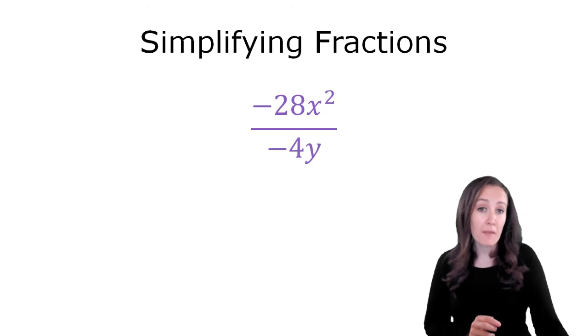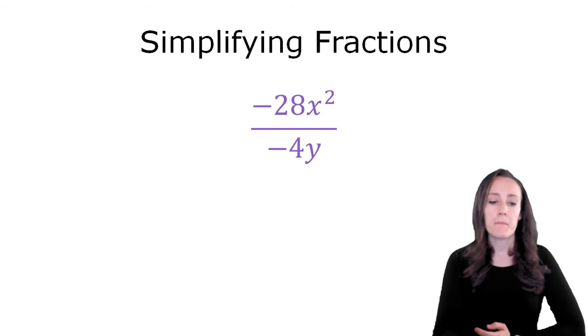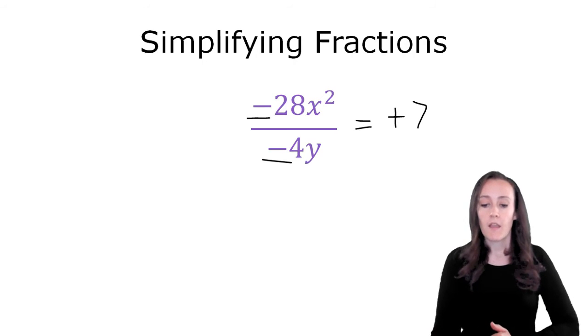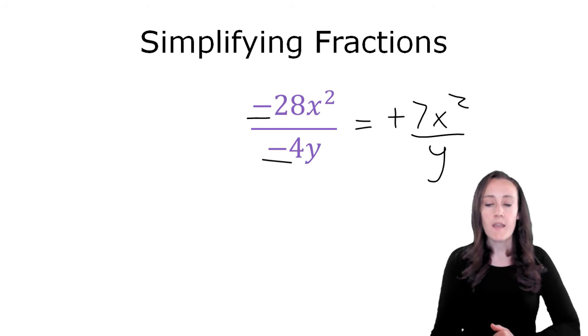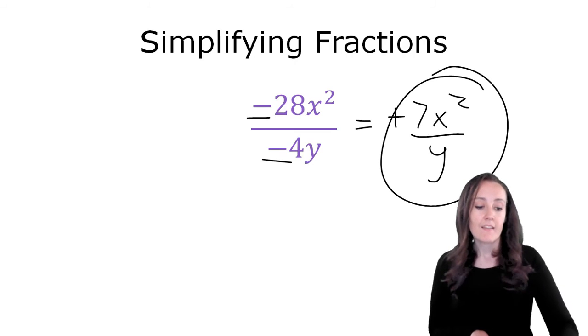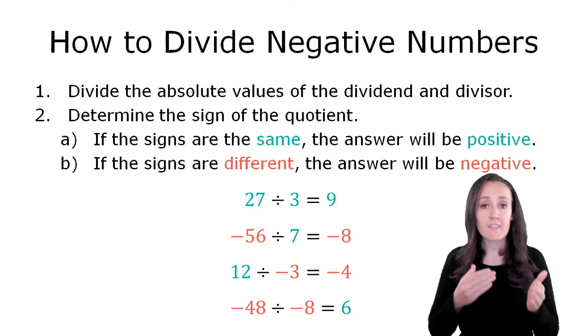And you can even use this method when you're simplifying fractions that have variables, like in algebra. So like in this situation, you would say, okay, if I have negative 28 divided by negative 4, that's going to equal a positive 7, because 28 divided by 4 is 7, and a negative divided by a negative equals a positive. And so I'd end up with positive 7 x squared over y, and that would allow me to simplify this algebraic expression.